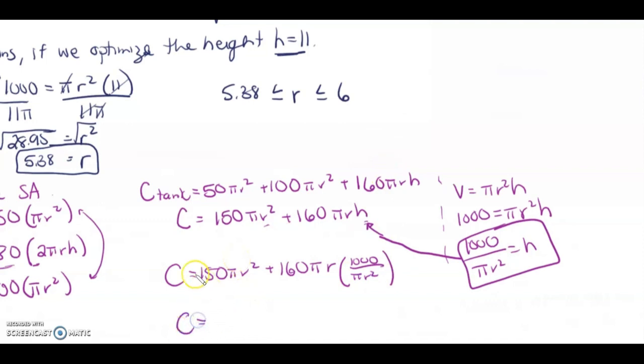Okay, so let's go ahead and simplify this. I get 150 pi r squared plus, so this pi and this pi go away, 160 times 1000 is going to be 160,000. And this r and this squared will go away, and that's going to be over r. And remember, r is going to be between 5.38 and 6.